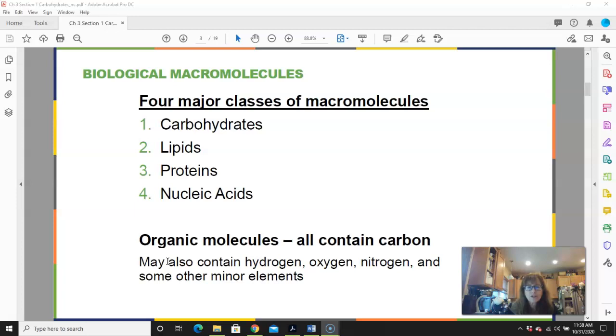So we're going to focus first on carbohydrates, but we're also going to talk about lipids and proteins and nucleic acids. All of them are organic compounds, therefore they all contain carbon. Remember, that's kind of the prerequisite for organic compounds. And many of them are going to also have carbon, hydrogen, oxygen, and some have nitrogen and some other elements.